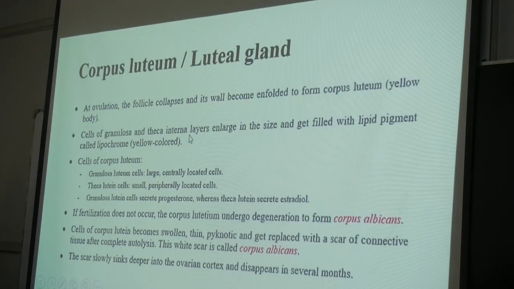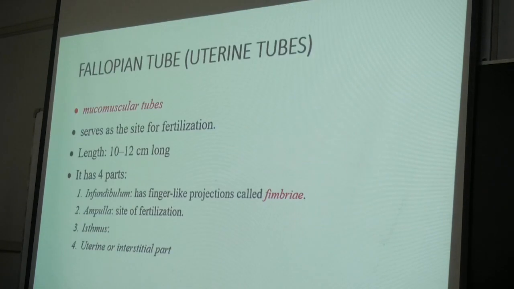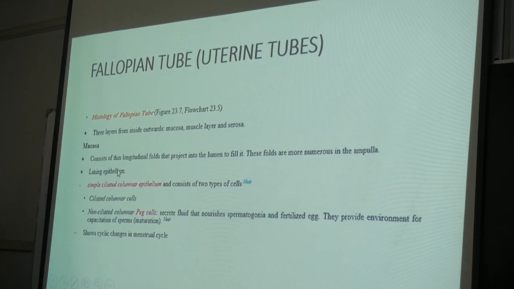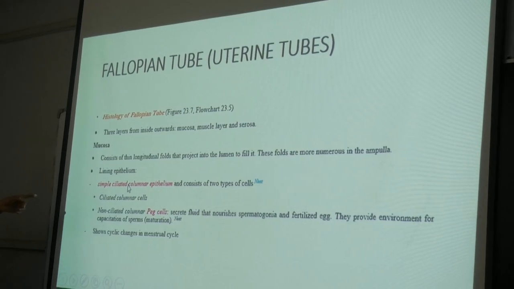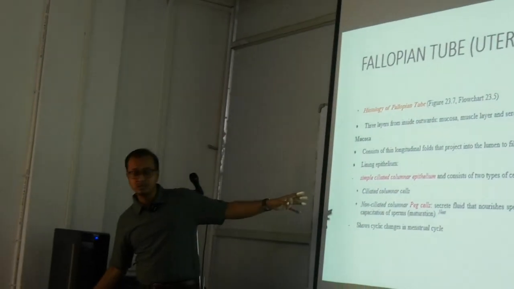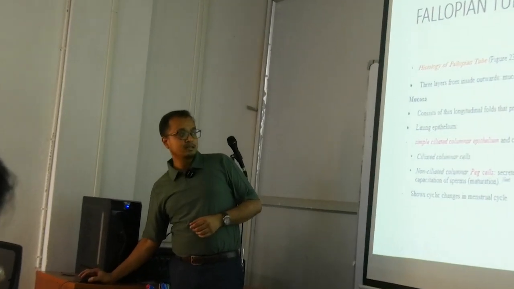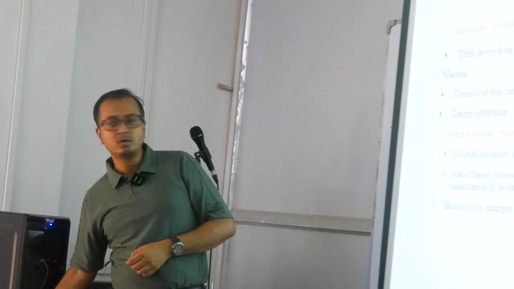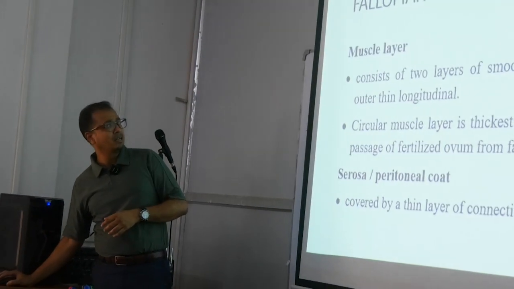Now, coming to the point where we started, about this mucosa, which is a ciliated columnar epithelium, we understand why the cilia are there, and what the support cells are, which secrete this fluid that nourishes the spermatozoa or fertilized egg. So these cells have two different functions, and we can identify why there are two different types of cells and what the function of each is.